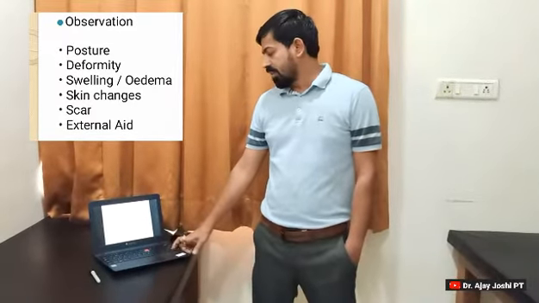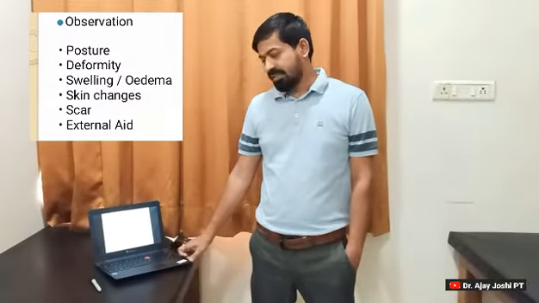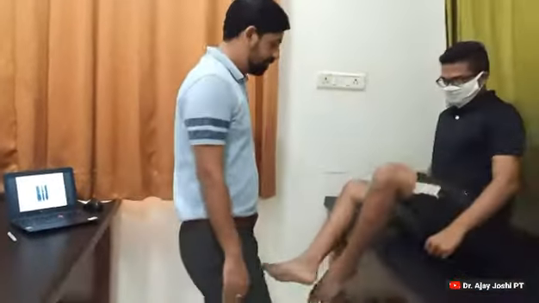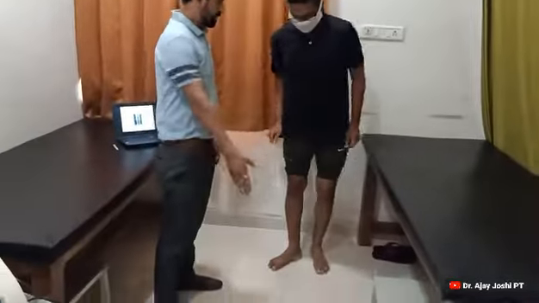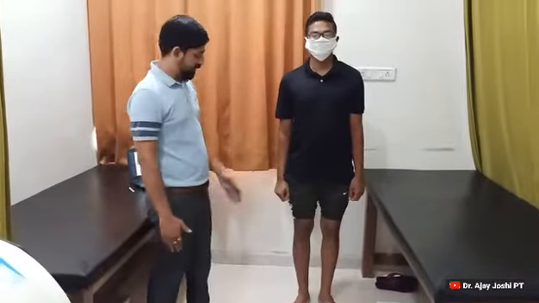Now observation. In observation, we are going to observe posture, deformity, then swelling or edema, any skin changes around or over the knee, any scar, and whether the patient has any external aid. So first we talk about posture, and we do posture assessment in standing as well as sitting and supine. Please stand. Stand straight. Ask the patient to stand straight.